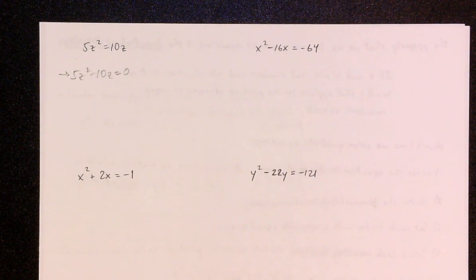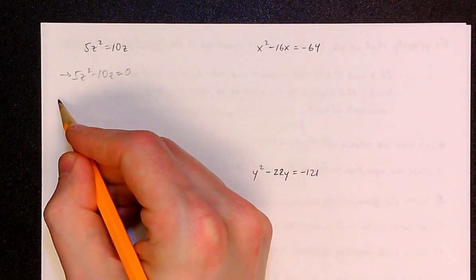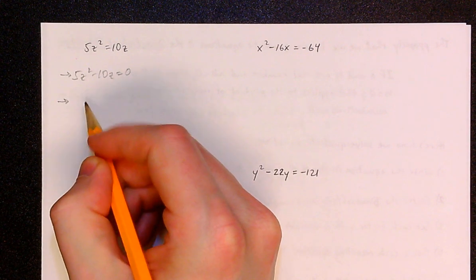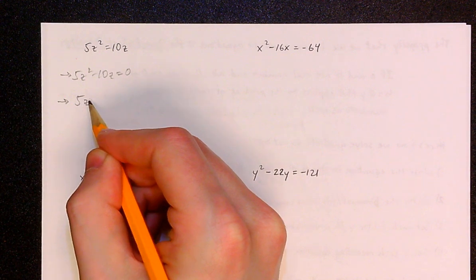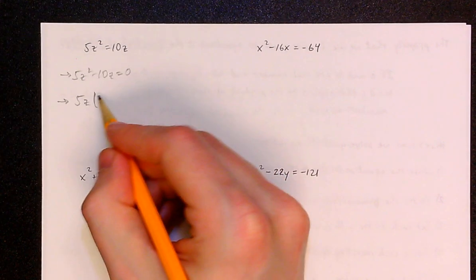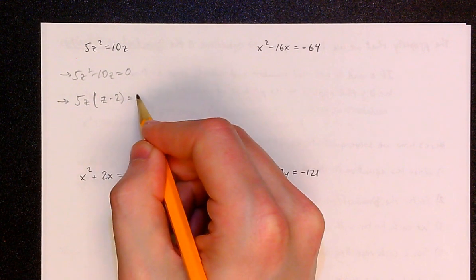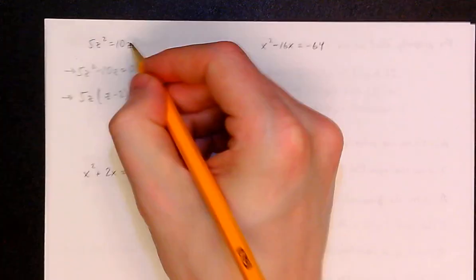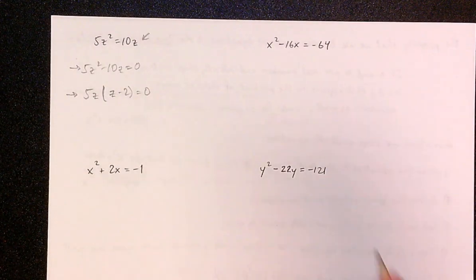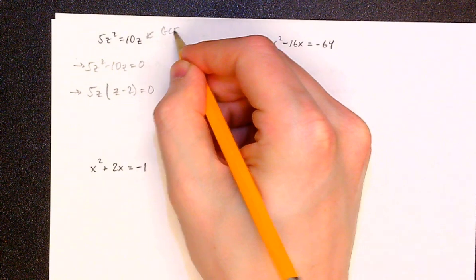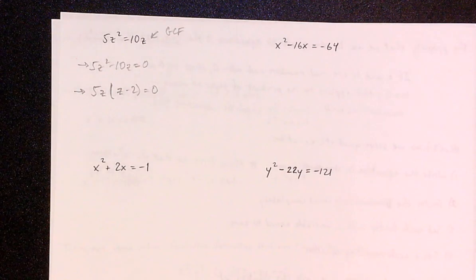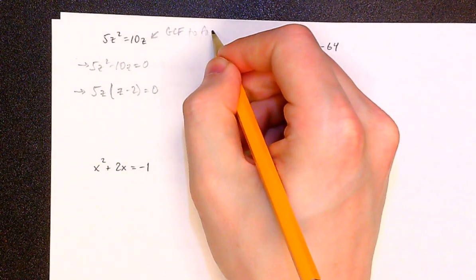Something like this, if you have a z squared and a z term, or an x squared and an x, see if you can pull out the greatest common factor first. So what is the greatest common factor between these two terms? Well, it's 5z. And what do you have left over? You have z minus 2. So seeing an x squared and an x only, that's sort of your visual cue to, okay, probably want to pull out the greatest common factor here. So GCF to factor.